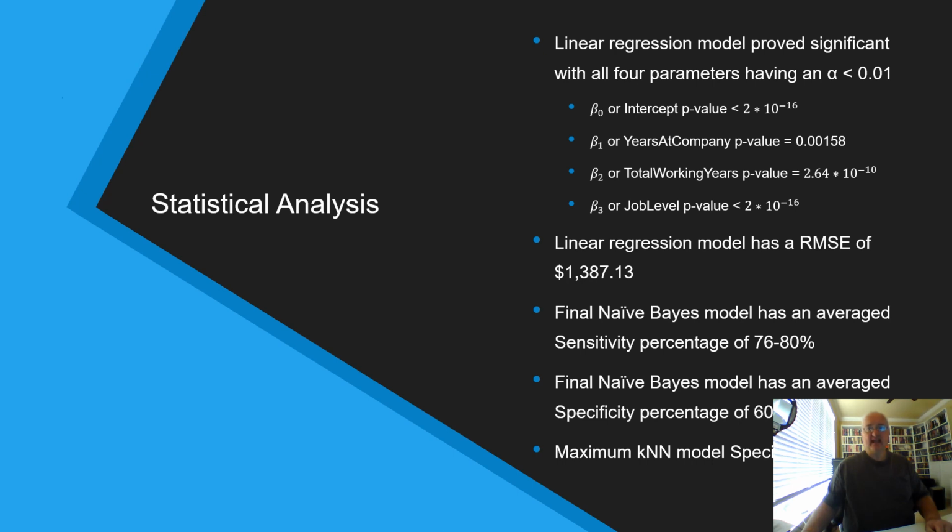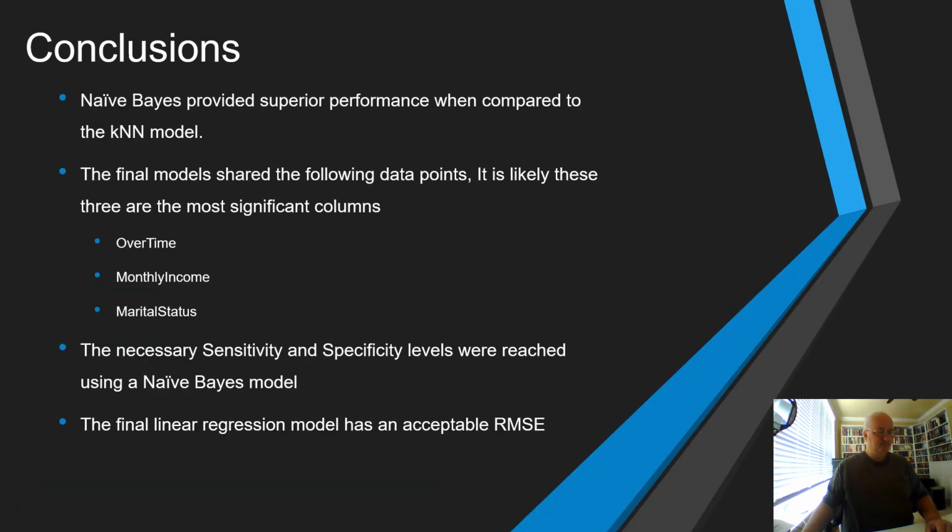Naive Bayes has an average sensitivity, the final one, of 76-80%. Specificity was 60-63%. And again, for KNN, we were able to get to 35% specificity. So our conclusions. The naive Bayes provided superior performance compared to the KNN model. It was just better all around.